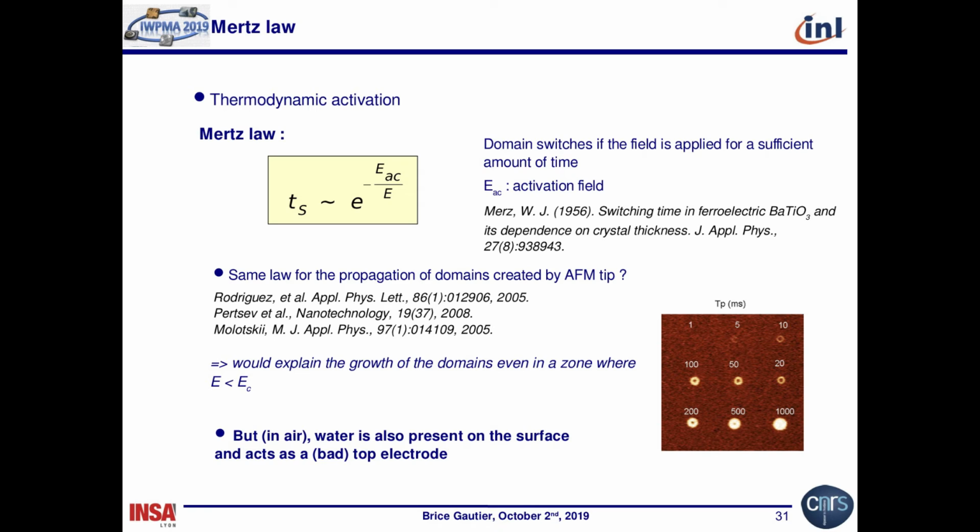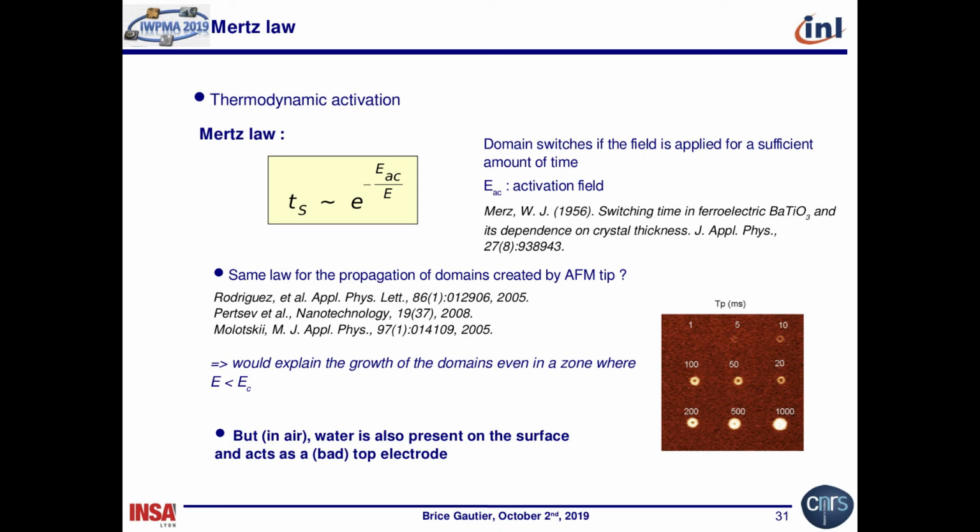But this explains that you put the tip on the surface, you impose a certain voltage, and you have a growth of the domains outside the contact area of the tip and the sample. The domain is bigger than the area of contact of the tip and the sample. So this is what you find in the books. But when you do that by AFM, what you see is huge domains. I mean, micrometric domains. And the Merz law is not able to describe that, because when you are far from the tip, the domain should not switch within centuries.